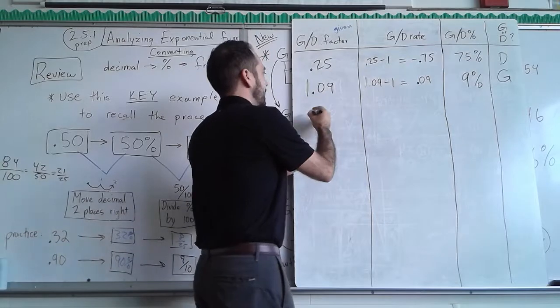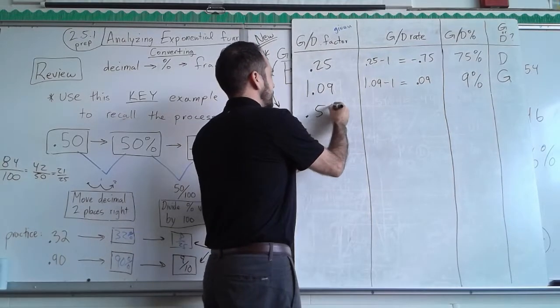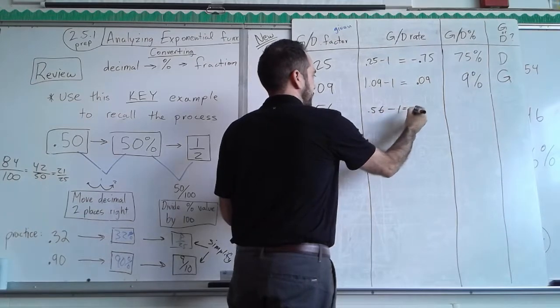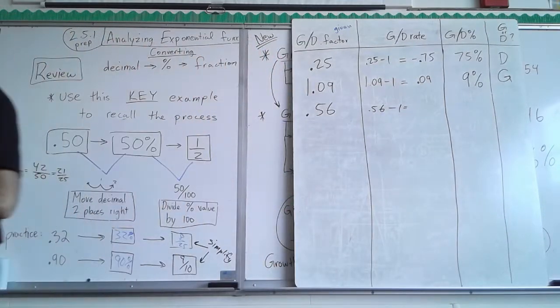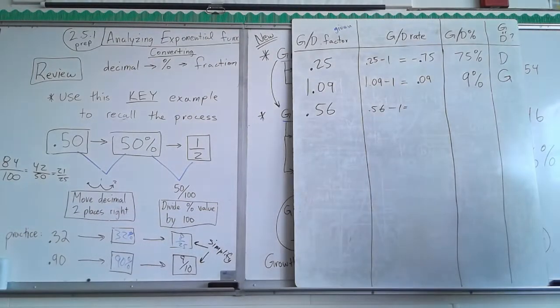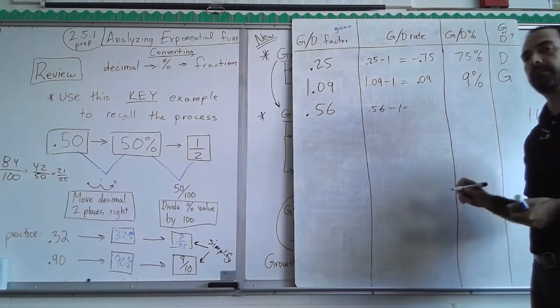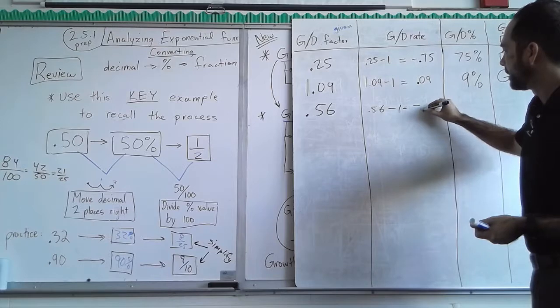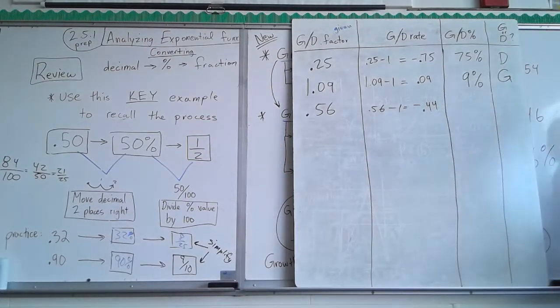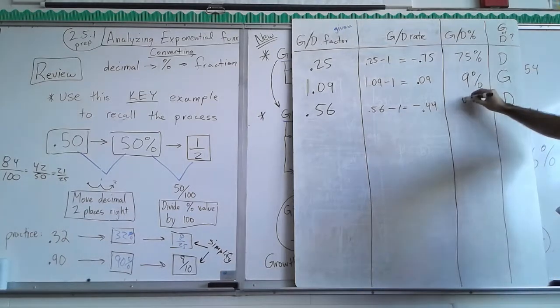All right, how about one more? 0.56. Isn't it negative? Negative 44. Negative point. There we go. All right, negative 0.44. Growth or decay? Decay. Good. 44%.